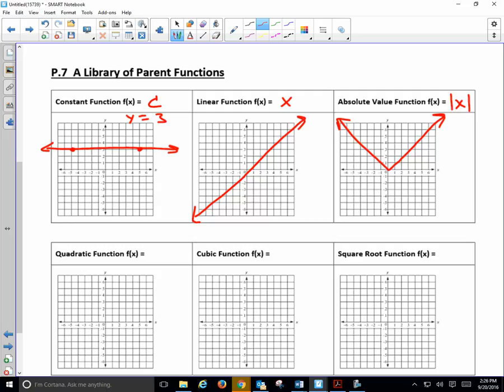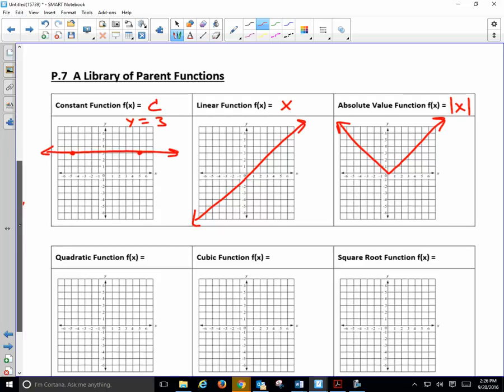You need to have a visual representation in your mind of what all these are. My guess is you know the constant one, don't you? And you know the linear one. But absolute value of x, that might be one that you've forgotten over the years. Okay? So let's move on to the next one.